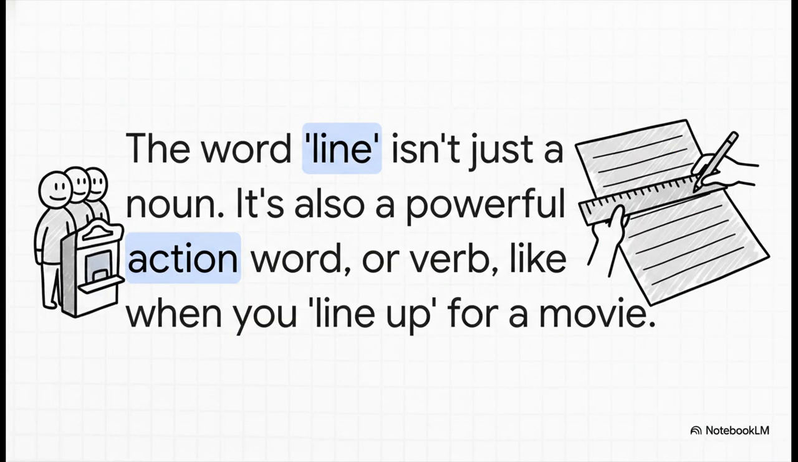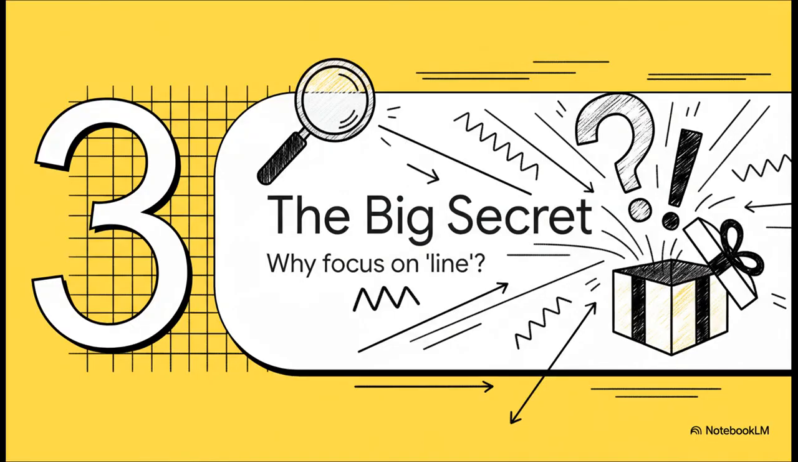That is a lot of meaning packed into one tiny word. And believe it or not, we're still not done. Line isn't just a thing, it's also something you do. It's an action. Think about it. You line up for a concert, or you line a cake pan with parchment paper. This word is a real workhorse in our language. So, okay, why all this focus on one little word? Out of the hundreds of thousands of words in English, what makes line so special?